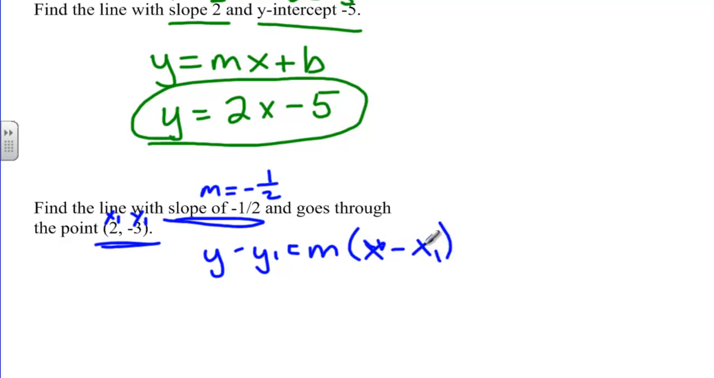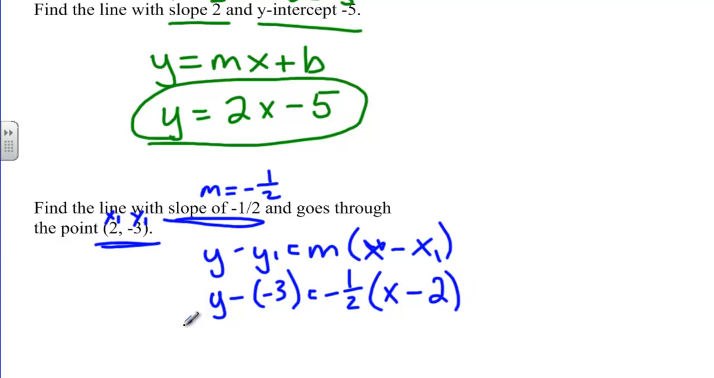Now this can be confusing for some of you because you want to put -3 where the y is, or 2 where the x is. But that's why I labeled them, so I'm going to say y minus -3 equals -1/2 x minus 2. Now this is in point slope form, but we need to simplify a little bit.